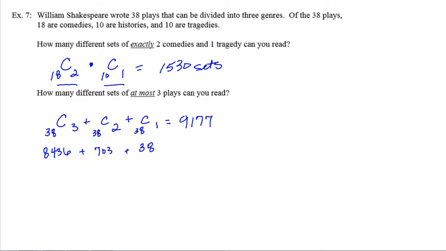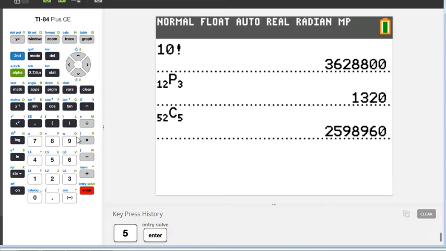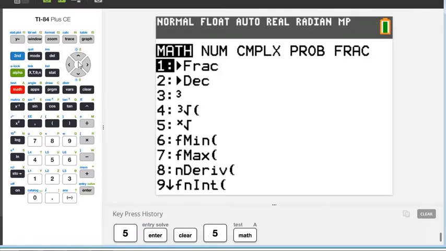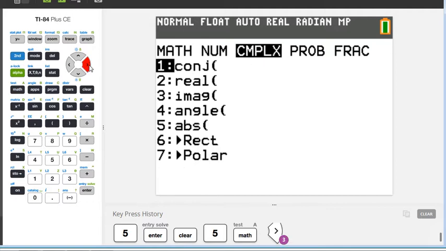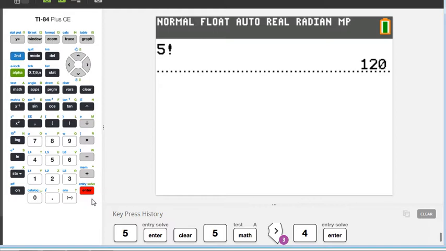Alright, so let's run through some group practice. I won't run through all of these. This is really just to get you familiar with your calculator, so we'll just do a couple of these together at the top here. So the first one, 5 factorial, just make sure you know where to find that in your calculator. 5 factorial, which is, of course, 5 times 4 times 3 times 2 times 1. So I would do 5, math menu, go over to probability, choice 4, enter. That's 120.